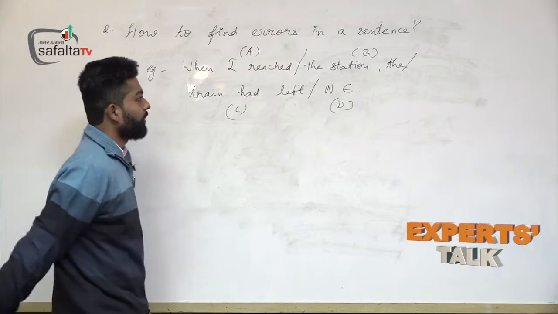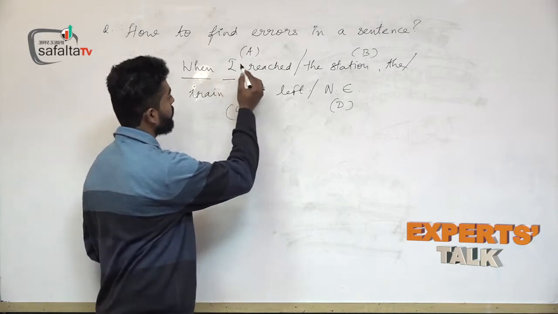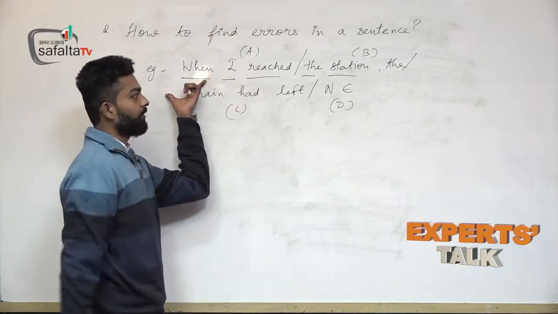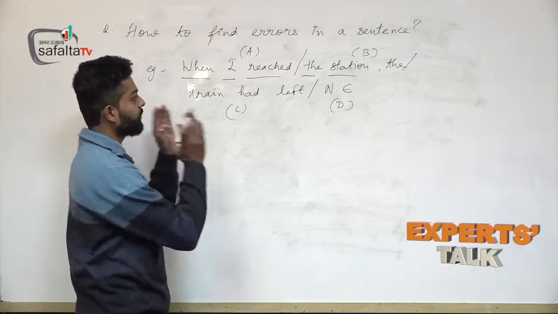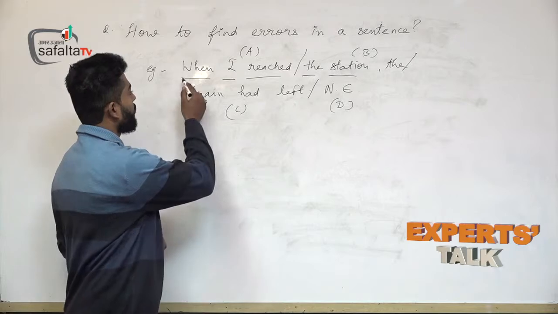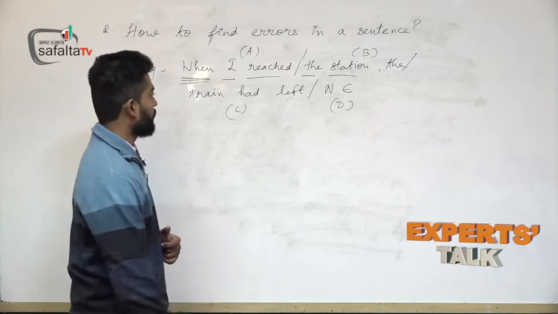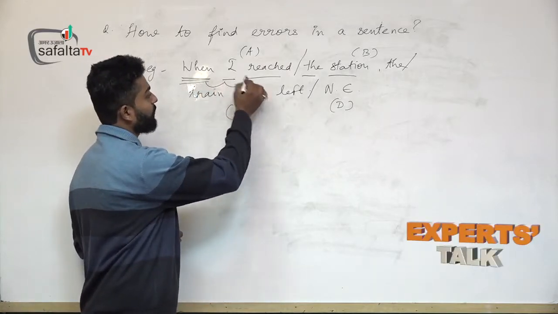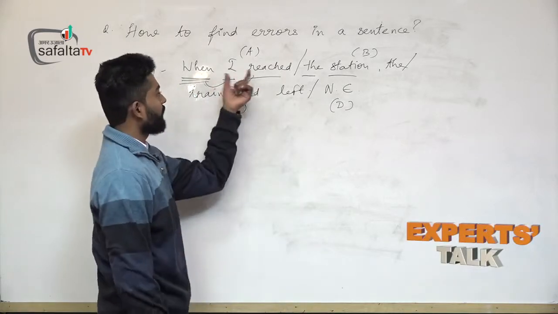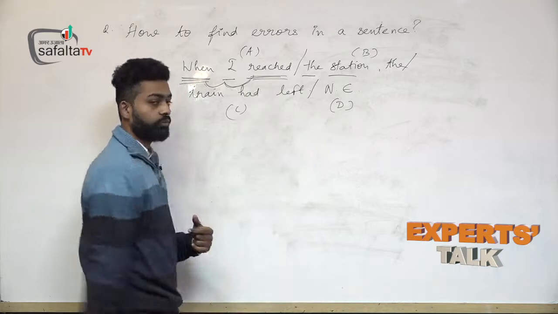When we are looking for an error, please see each and every word of this sentence. When there is an error in any part, first concentrate on the first part. What is there? When I reached. Then see, is "when" correctly spelled? Is the use of "when" here correct? See the sentence word by word. After "when" there is "I", and after "I" there is "reached". Is "reached" correct according to "I", or is the correct form used or not?